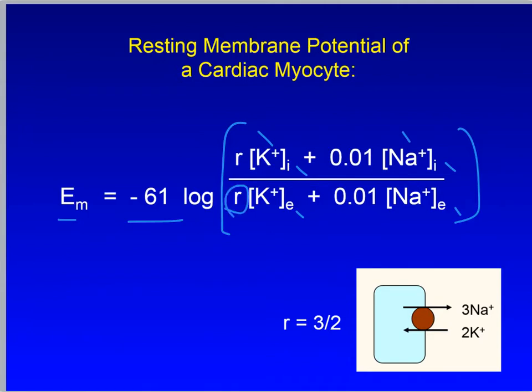Here, R equals 3/2, which is the ratio of sodium to potassium in sodium-potassium ATPase, which helps to regulate membrane potential in all cells by pulling out 3 sodiums for every 2 potassiums that enter the cell, thus helping to maintain an electronegative cell interior. So the normal value of the resting membrane potential for a cardiac myocyte is around minus 90 millivolts, with the cell interior being electronegative.